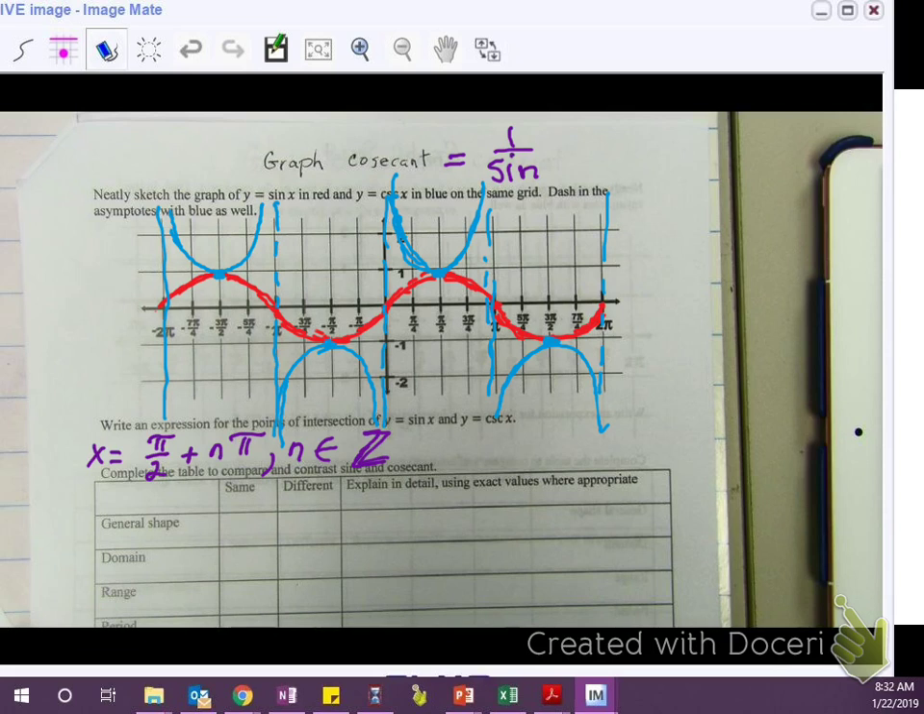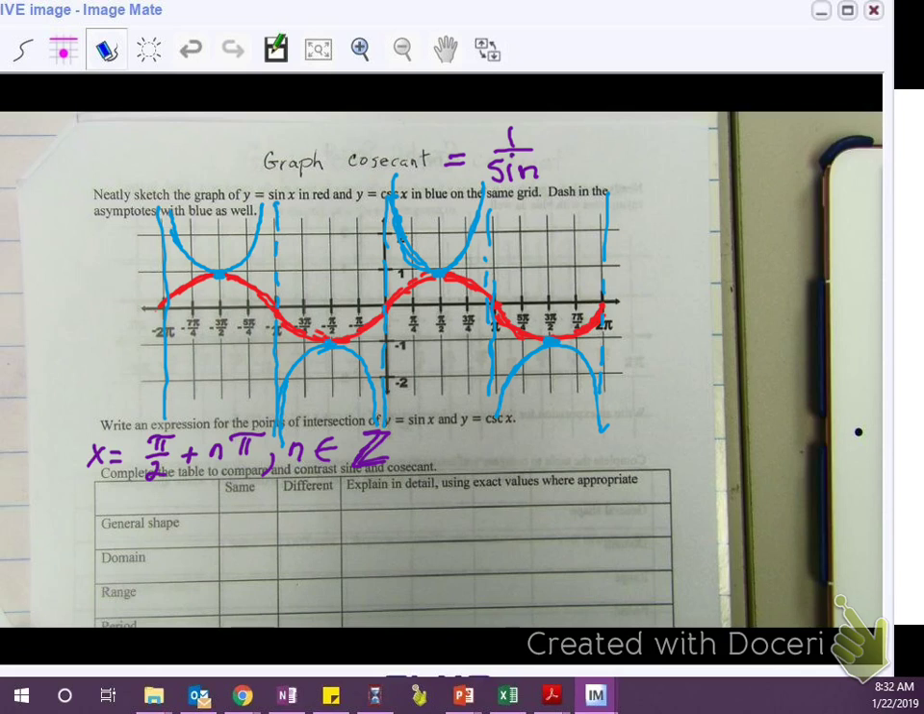Pi over 2, but does it intersect at those points? Because I thought it was an empty hole. No, it does intersect at those points. Because 1 over 1 is still 1, 1 over negative 1 is still negative 1. When you take the reciprocal of those values, it's still that value.